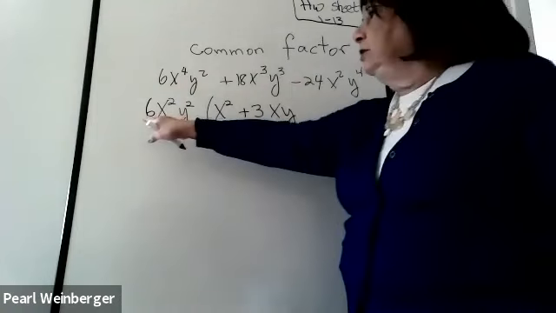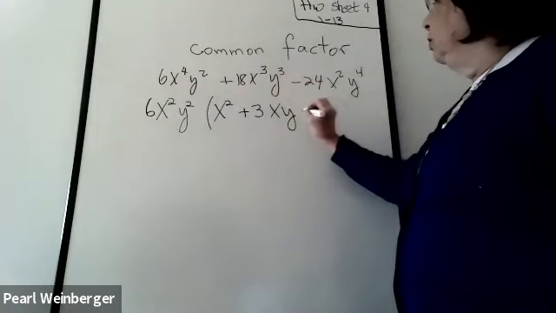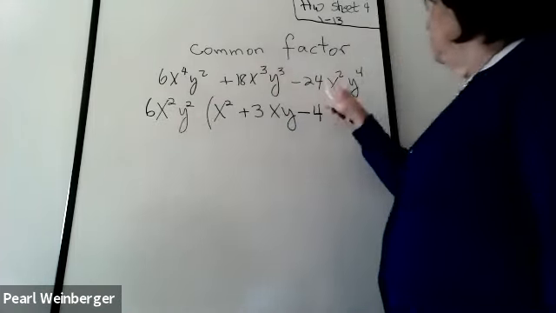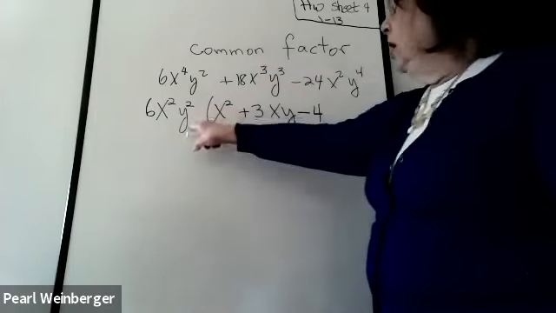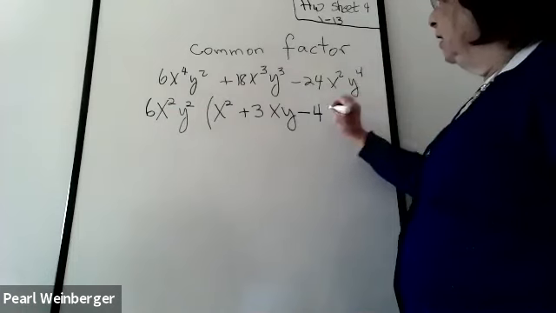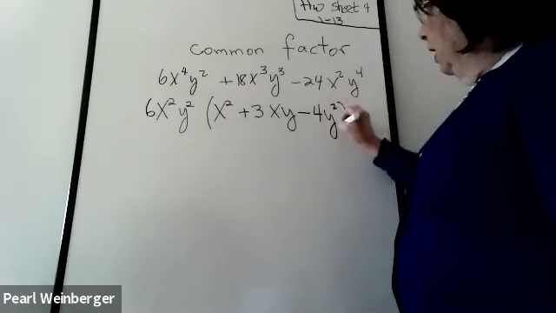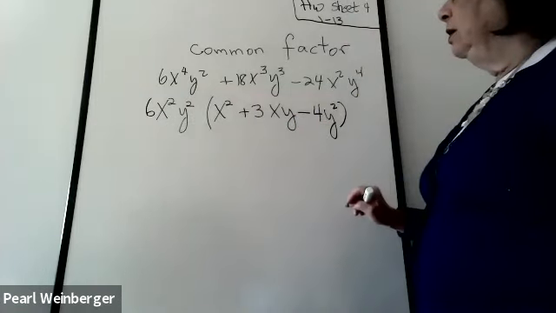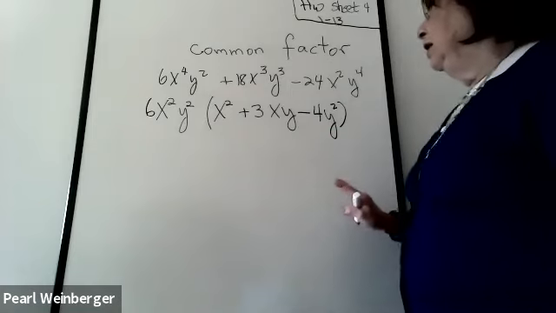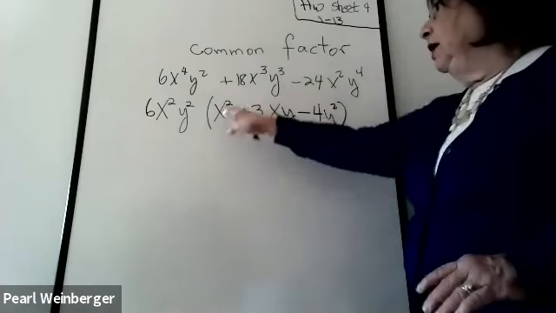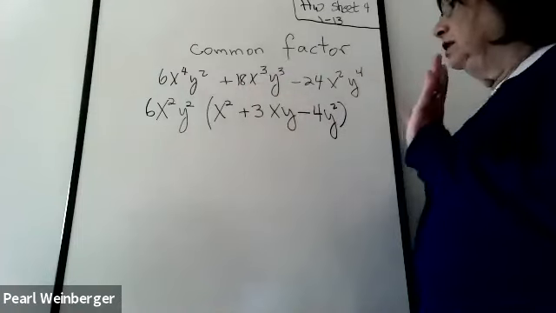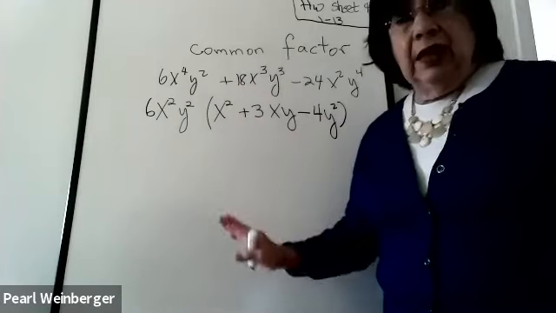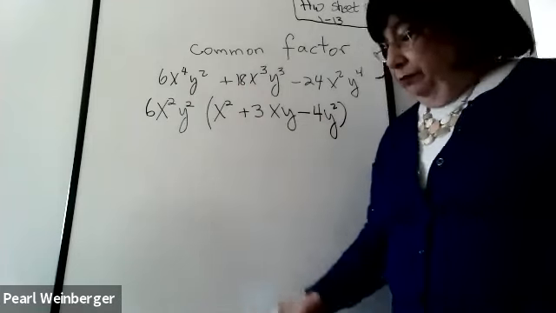Now we go to my last term. 6 into negative 24 is negative 4. Always be careful with your signs. X squared into x squared cancels. Y squared into y fourth, again, we subtract the exponents, it gives me y squared. And my answer becomes 6x squared y squared times x squared plus 3xy minus 4y squared. We're not going to talk about whether we could break this down any further. That's something we're going to learn a little bit later. We are just looking for the common monomial factor.